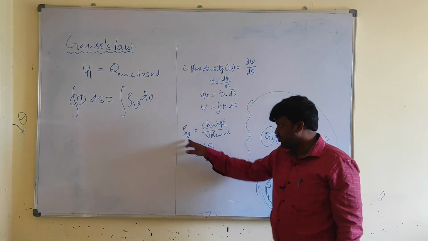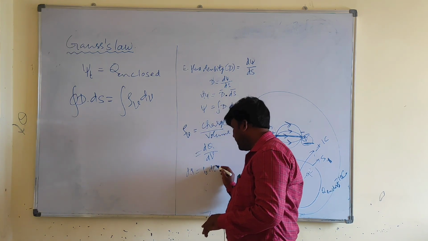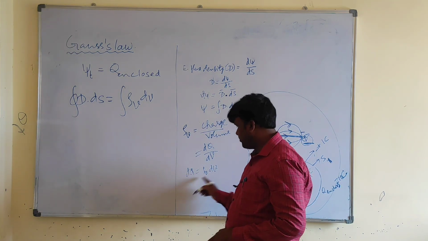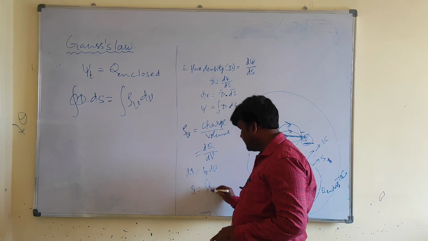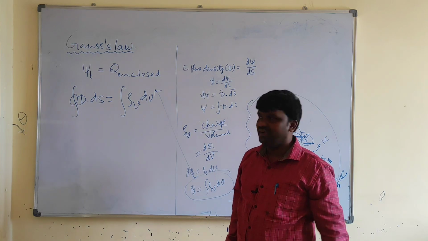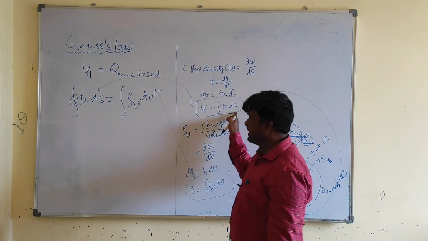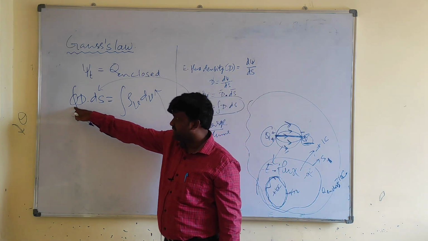also changes. We can write rho v equal to what? dq by dv. Then dq can be written as what? Rho v dv. Apply integration on both sides, you will get q equal to integral rho v dv. In this way, you can write this one, that is rho v dv. From this one, you can write psi equal to integral D dot ds. But here, closed surface integral.